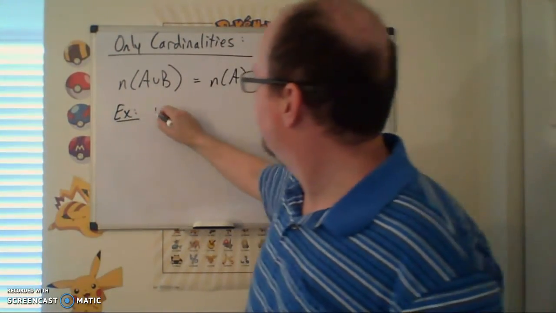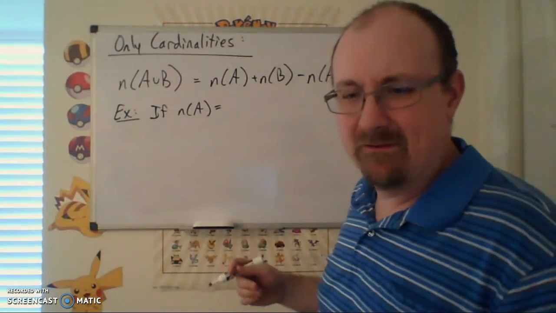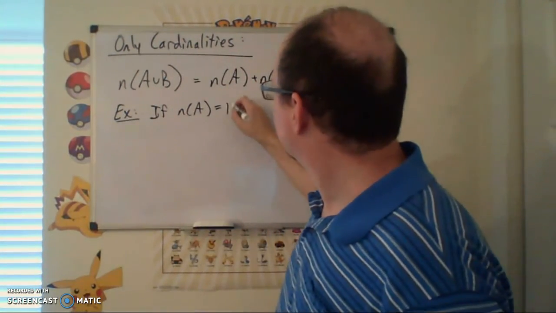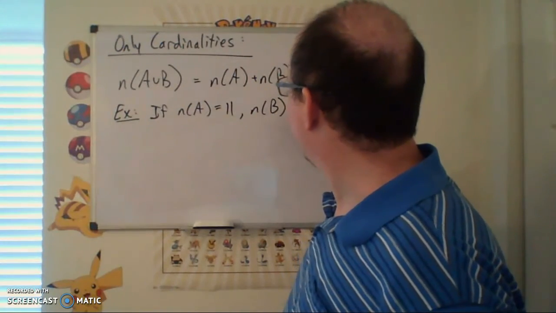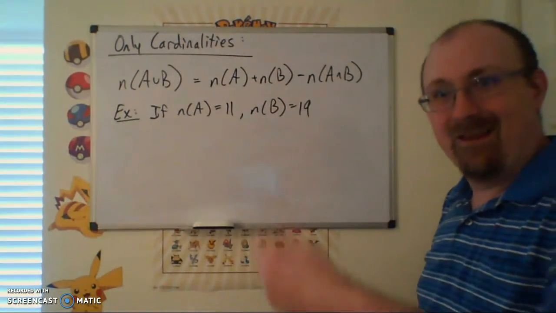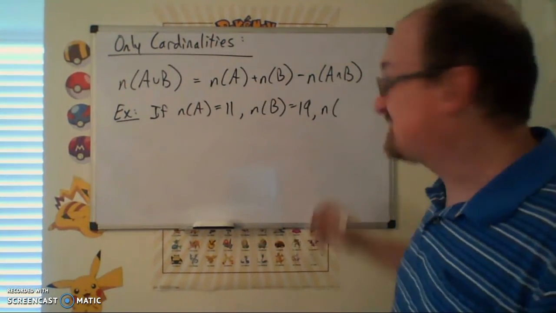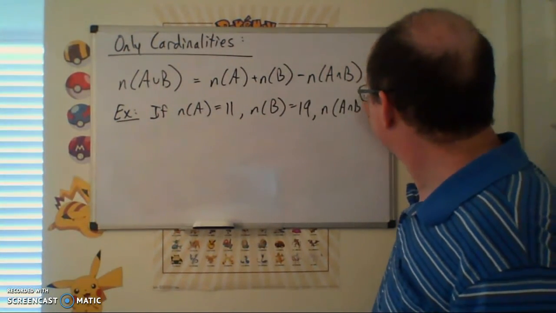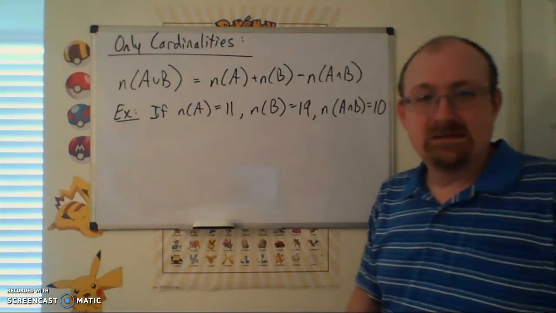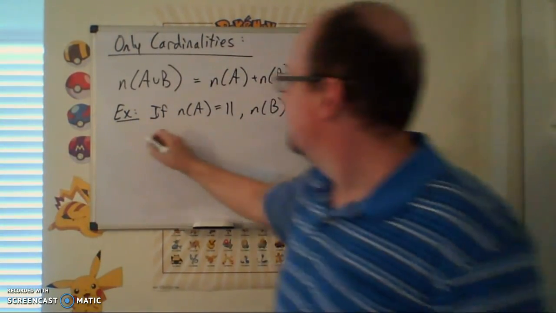For what it's worth, I did this with a group of students at one point. I had them give me some demographic data. These were actually cardinalities from a previous Math 107 class. One group had 11 people in it, another group had 19, and it turned out there was a substantial overlap: of the 11 that were in set A, 10 of them were also in B.